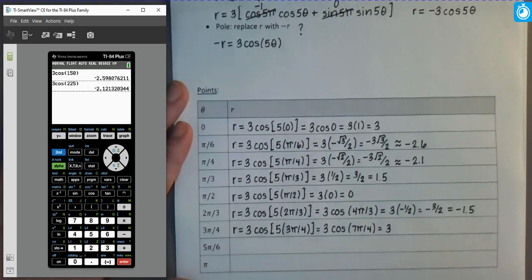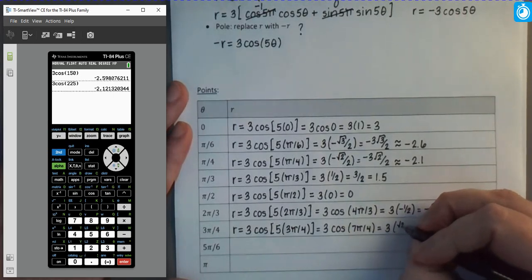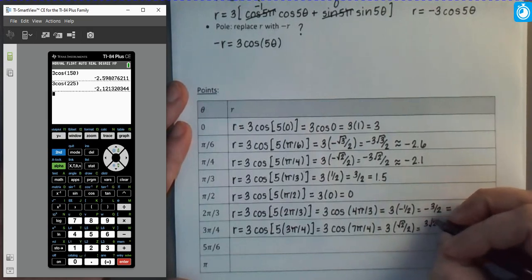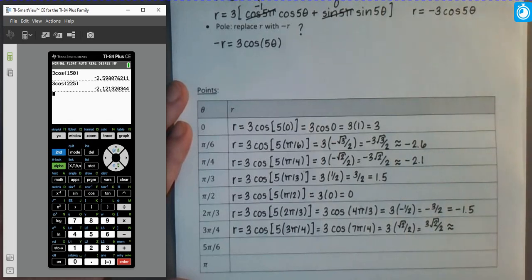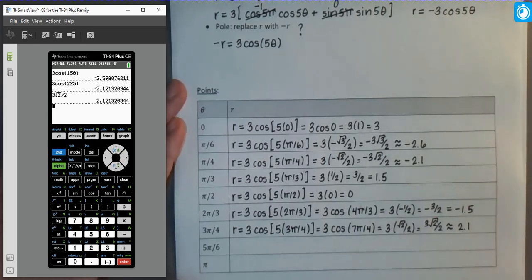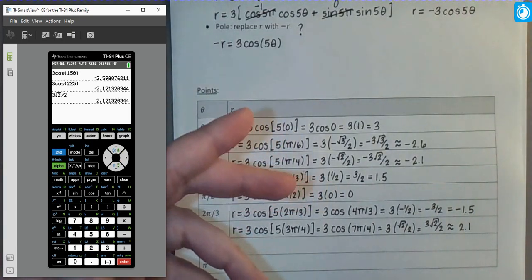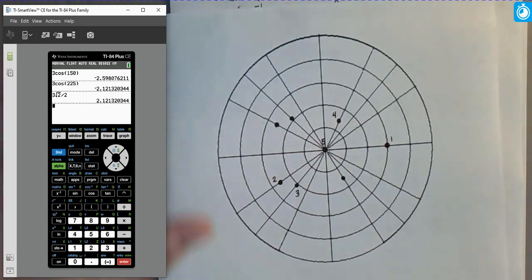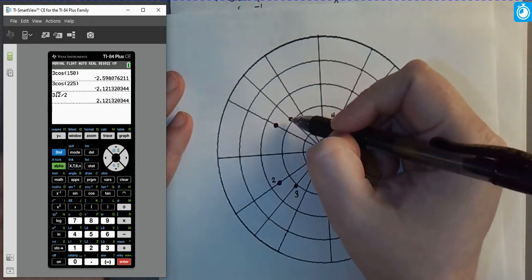Well, the cosine of 7 pi over 4 is going to be root 2 over 2. So we'll have 3 root 2 over 2. And if we want an approximation of that, let's see if we can type this one in without using the trig function. Let's just type it in as 3 root 2 divided by 2. Here we go, about 2.1. So at 3 pi over 4 radians, we're at about 2.1.